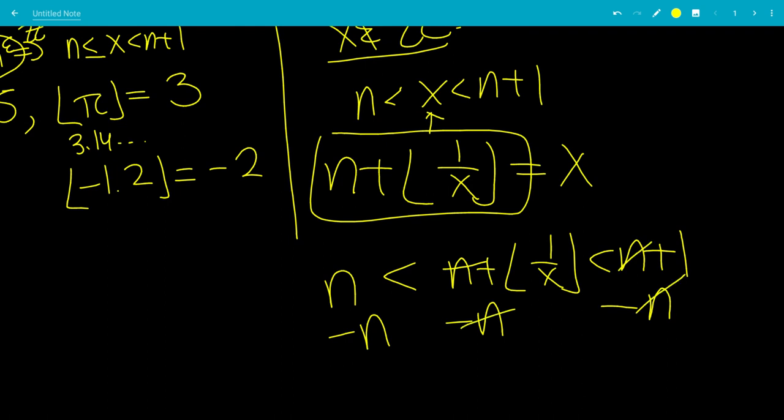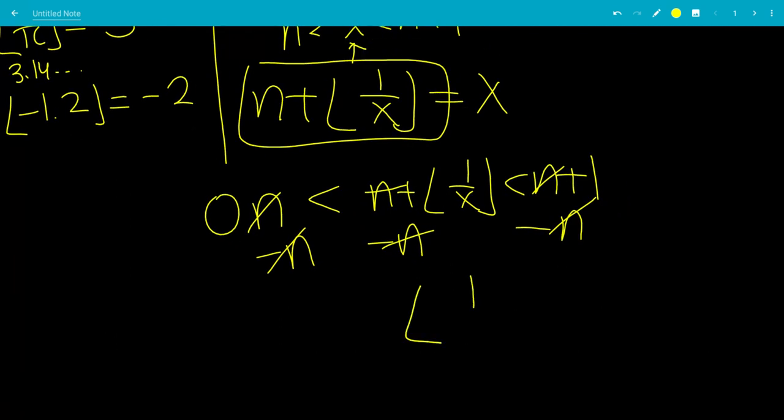and they will cancel. So n minus n will be 0. So on the left-hand side, you get 0 for the inequality. So we get the floor of 1 over x. It's between 0 and 1.